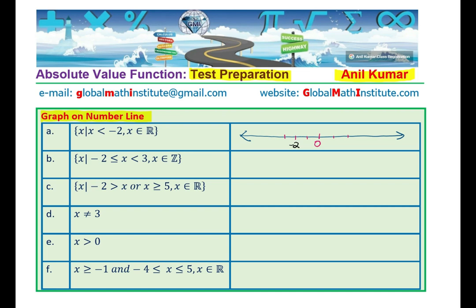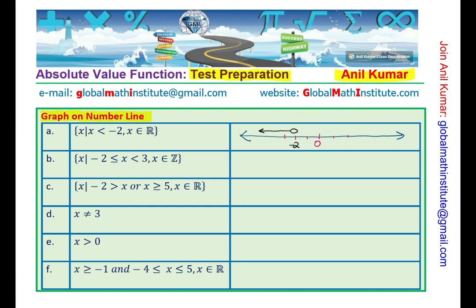x less than -2, which means -2 is not included. An open circle represents not included, and then an arrow towards the left. Everything on the left side of a number is less than. So that represents x less than -2, where x belongs to the real numbers.